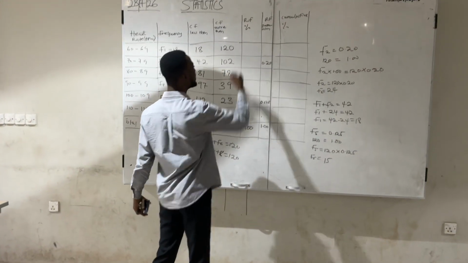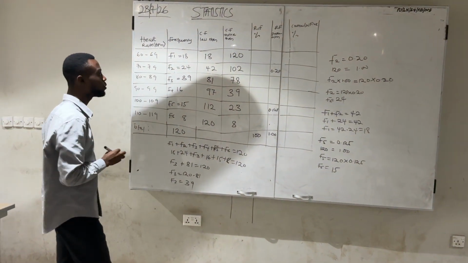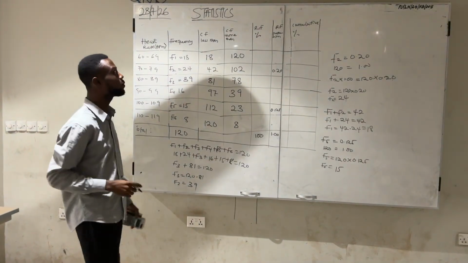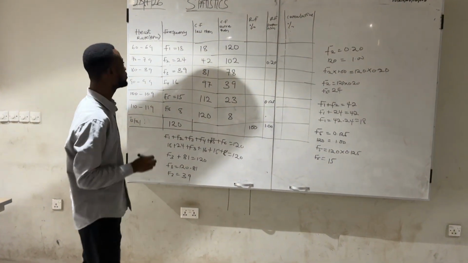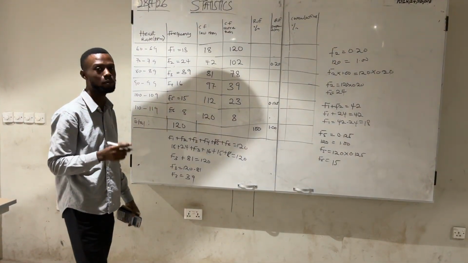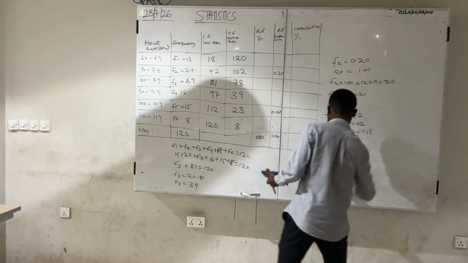Let's move to the relative frequency proportion. So when it comes to the relative frequency percentage, what you do is that you take each frequency divided by the total, multiply by 100. So that's what we are coming to do here.